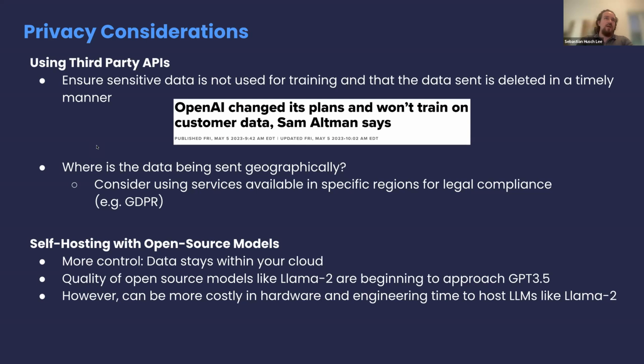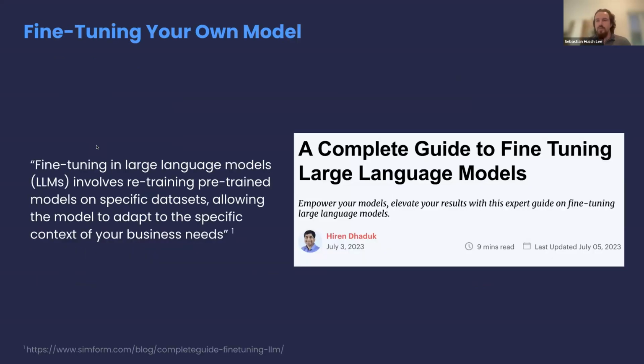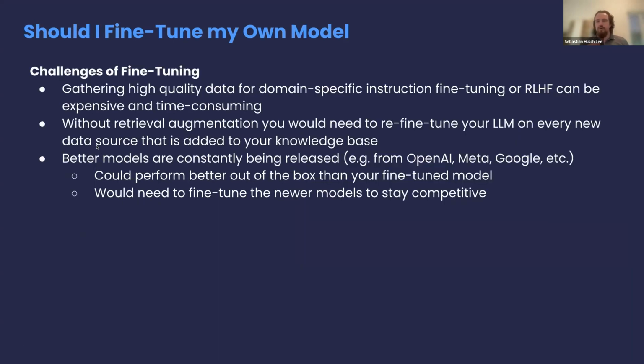Now, a thing I'd like to talk about, which I've heard is a question that comes up a lot, is fine-tuning your own model, taking an open source model like Llama 2 and fine-tuning it instead. Fine-tuning, of course, is retraining a pre-trained model like Llama 2 to adapt to your specific use case or business needs, right? There are some challenges to fine-tuning that I wanted to bring up. Gathering high-quality data for domain-specific instruction fine-tuning or reinforcement learning with human feedback can be expensive and time-consuming. Of course, not impossible, but it can take a while.